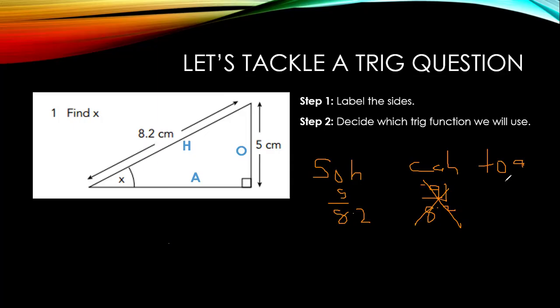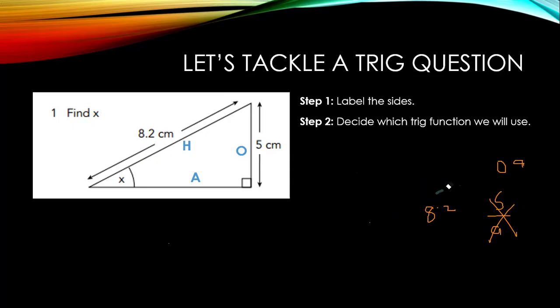Now, can we use tan? Let's go and find out. Opposite, we have 5, but we don't have the adjacent, so we can't use it. So the only one we can use there is our sine. And let's go and use our sine. So let's rub this off nicely. Now we know we're going to use our sine. You can only use the one that is there. So that's how you find out which one you're going to use.